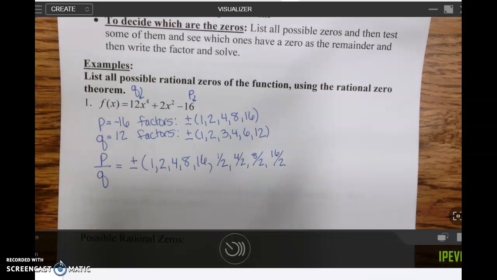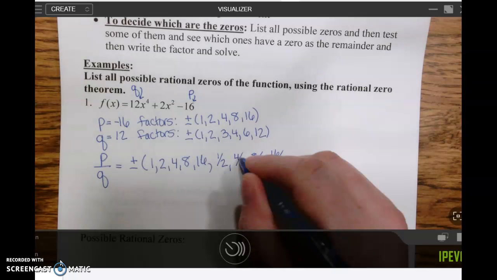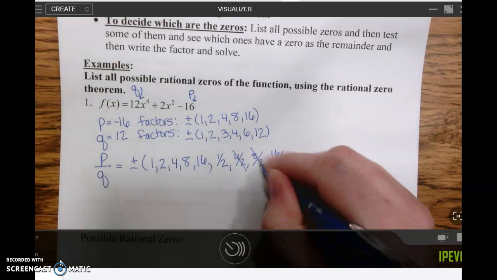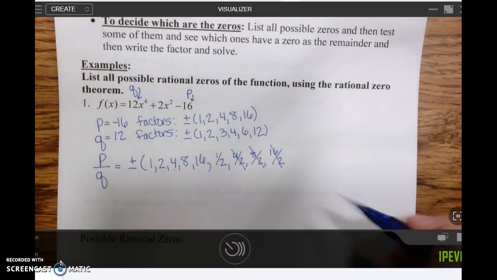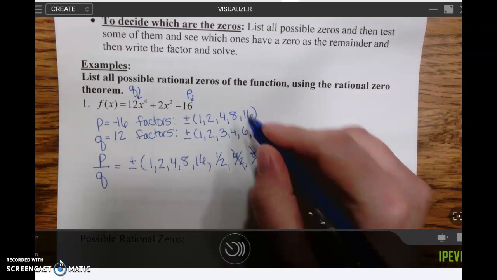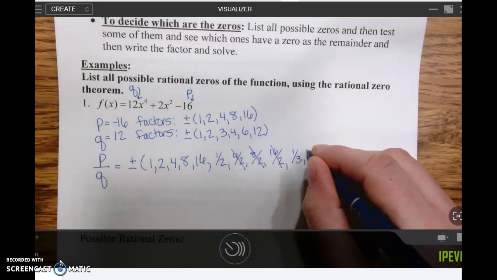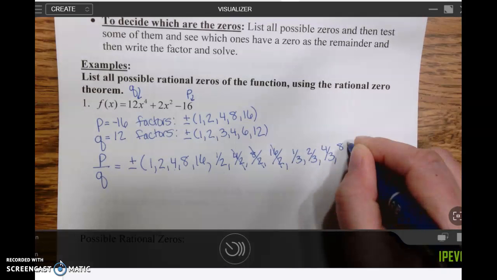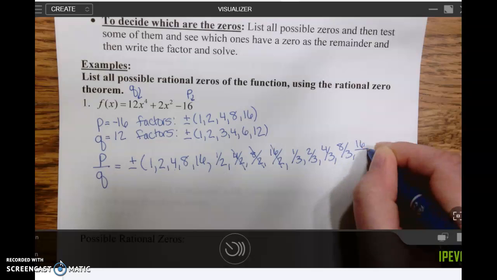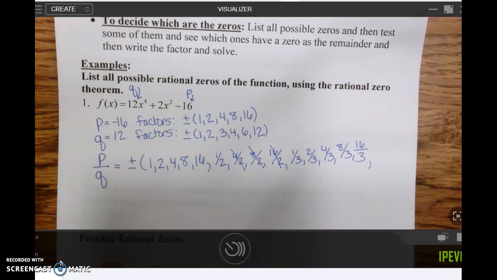Now, if any of these numbers are already in the list, you can cross them out. So 1/2 is not already in the list, but 4 over 2 is 2, and that's already in the list. 8 over 2 is 4, that's already in the list. And 16 over 2 is 8, that's already in the list. And then we do all the numbers over 3, so we have 1 over 3, 2 over 3, 4 over 3, 8 over 3, and 16 over 3. And none of these numbers are already in the list, so I can't cross any of them out.